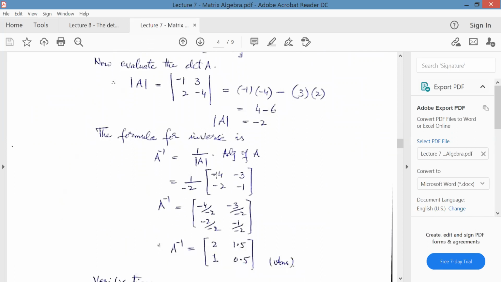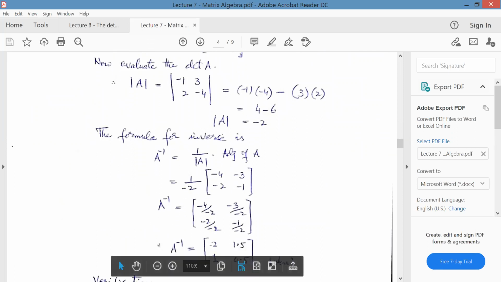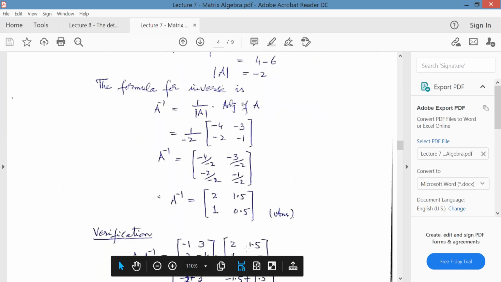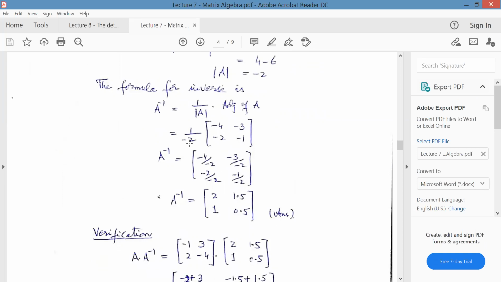So minus minus will be cancelled. 4 by 2, the answer will be 2. Similarly, multiply here, minus minus will be cancelled. 3 by 2. 3 by 2 can be written as 1.5 or just let it be as 3 by 2. Minus 2 divided by minus 2 will become 1. And minus 1 divided by minus 2 will become 1 by 2, that is 0.5. This is the answer. That is the inverse of A.